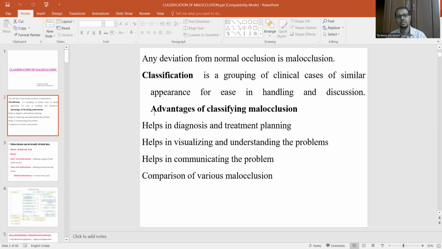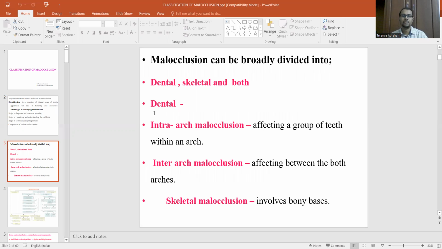What are the advantages of classifying malocclusion? It helps in diagnosis and treatment planning. It helps in visualizing and understanding the problems. It helps in communicating the problem, and it also helps to compare the various malocclusions. Understood? So, coming to the various classification of malocclusion.